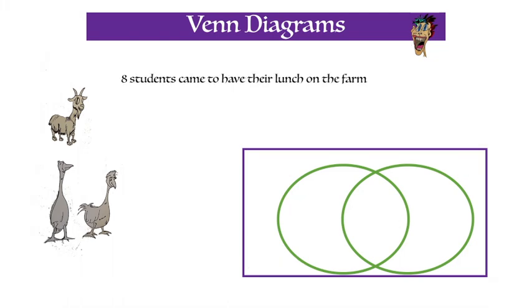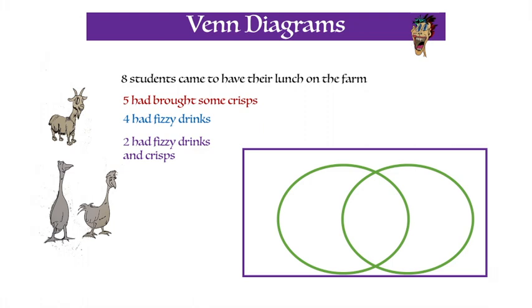Now, 8 students came to have their lunch on the farm. 5 had brought some crisps, 4 had fizzy drinks, and 2 had fizzy drinks and crisps. Now, how can we use a Venn diagram to illustrate this data? Well, firstly, let's categorise those that have crisps and those that had fizzy drinks. So this hoop here represents all those that came with crisps, and this hoop here, all those that came with fizzy drinks.